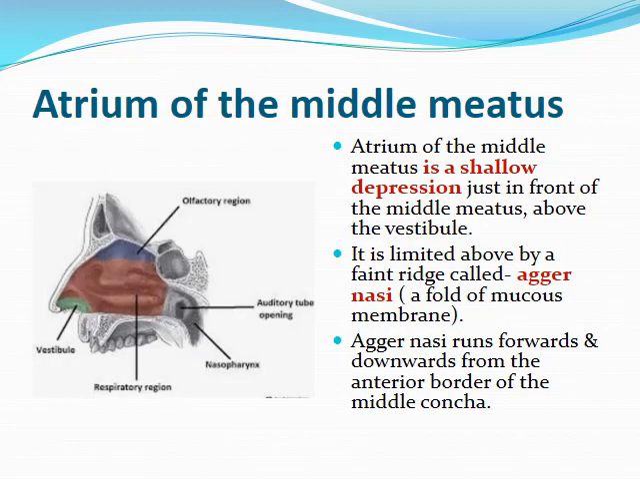The atrium of the middle meatus is a shallow depression just in front of the middle meatus, above the vestibule. The atrium of the middle meatus is limited above by a faint ridge called the agger nasi, which is a fold of mucous membrane. The agger nasi runs downwards and forwards from the anterior border of the middle concha. I am sure you can identify the atrium in the picture. Just above the vestibule, that depression would be the atrium of the middle meatus.